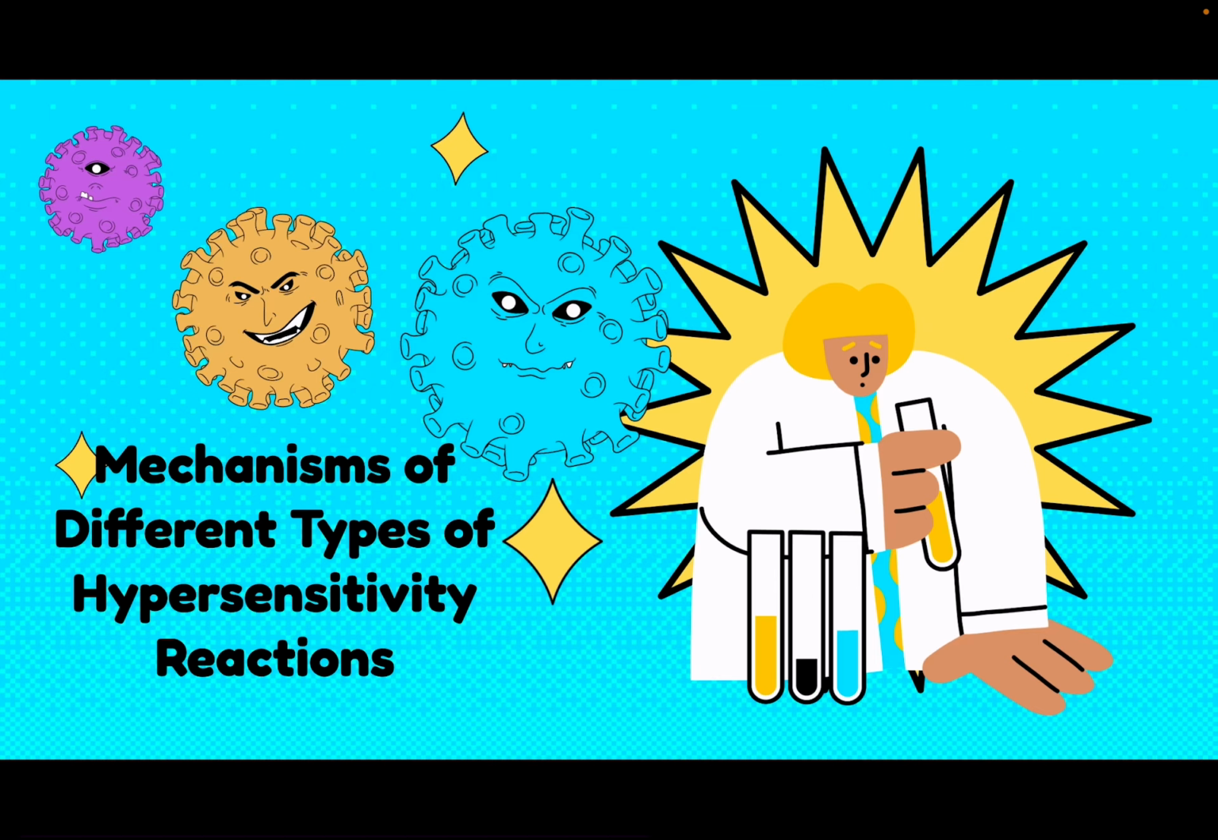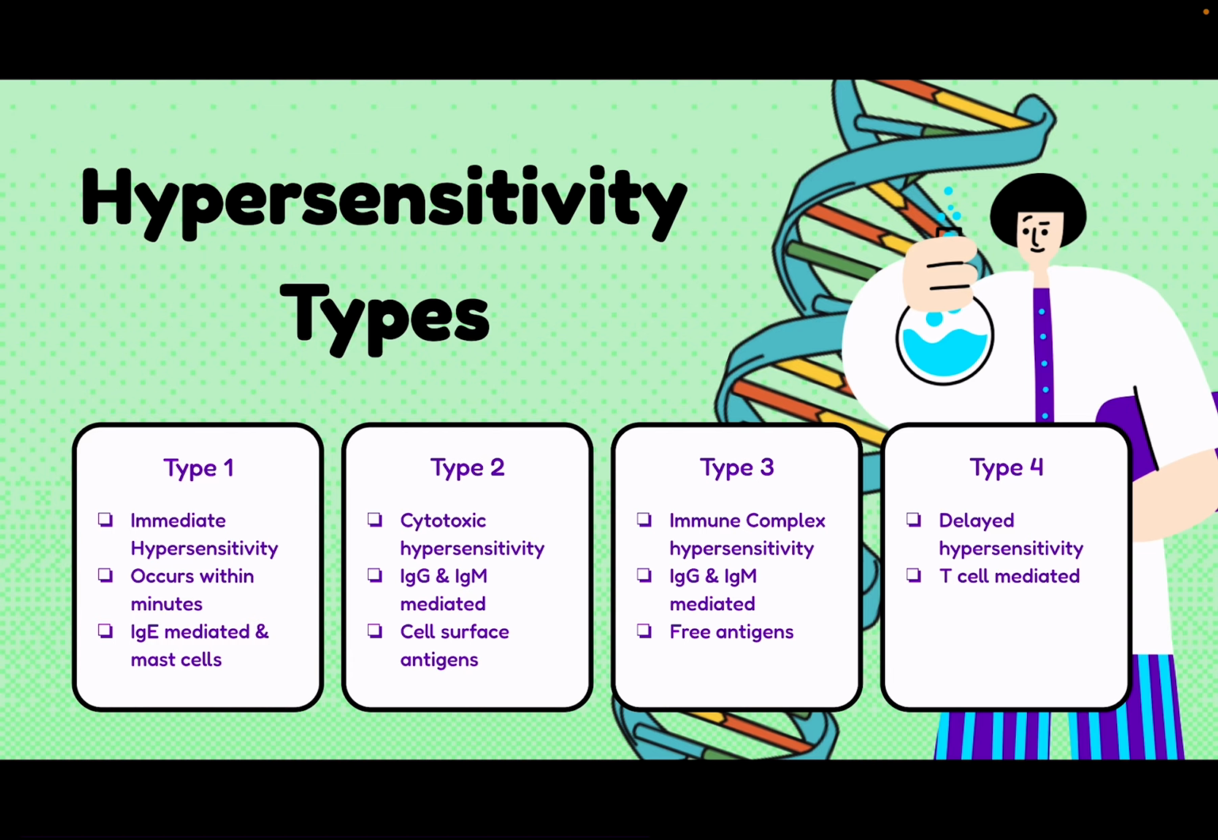Mechanisms of different types of hypersensitivity reactions. So we have 4 types of hypersensitivity, with type 1 being immediate and occurring within minutes, and it's mediated by IgE antibodies and mast cells. Type 2 is antibody-mediated cytotoxic hypersensitivity. They're IgG and IgM mediated and attack cell surface antigens.